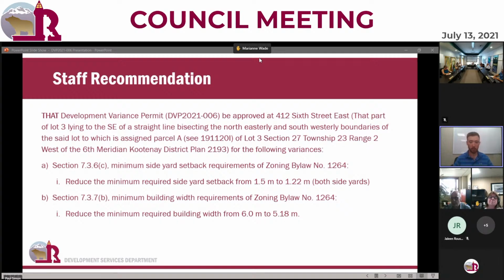But again, I would defer to Ms. Wade and potentially our public operations group to see if we have bylaw requirements that require the snow to be maintained on each individual property. Ms. Wade, would you weigh in, please?